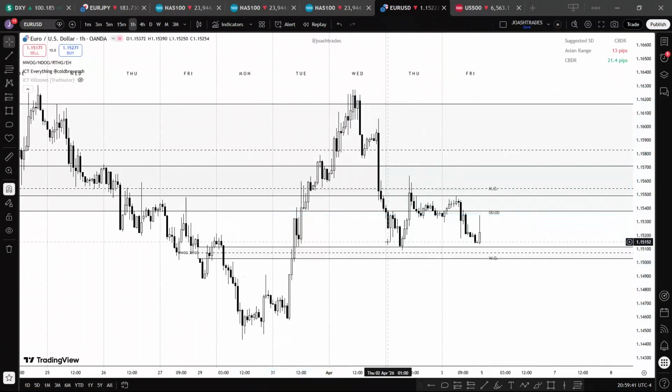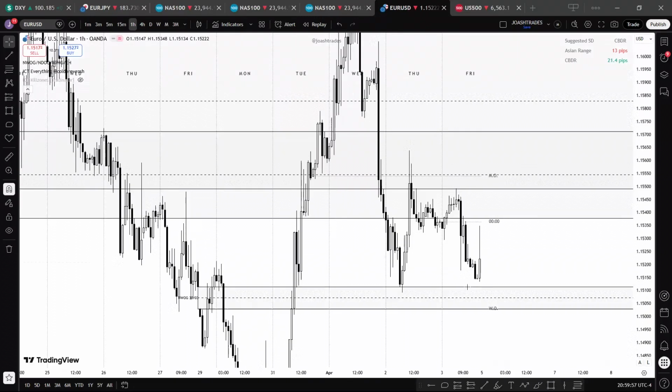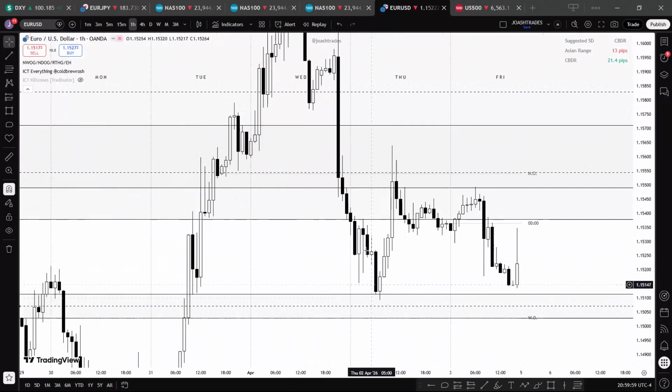Now you can see our price took out liquidity here, finding support at this new week opening gap, rallying to fill out this area of inefficiency. Okay, so price moved from what? Discount to a premium. Now we're going to go lower to see what kind of setup we can find here.